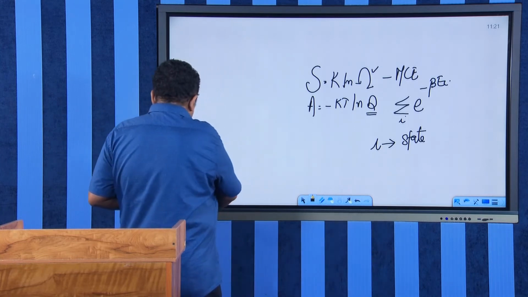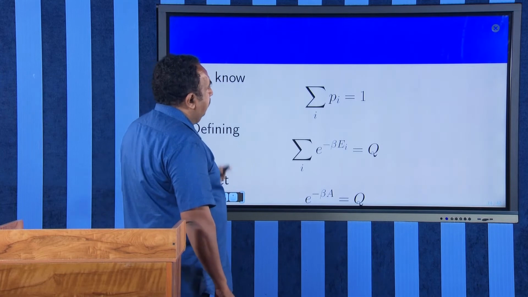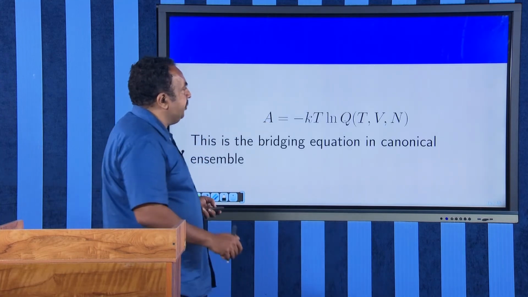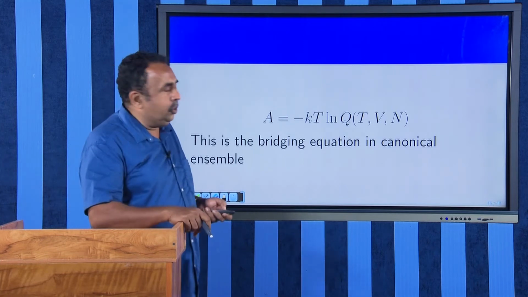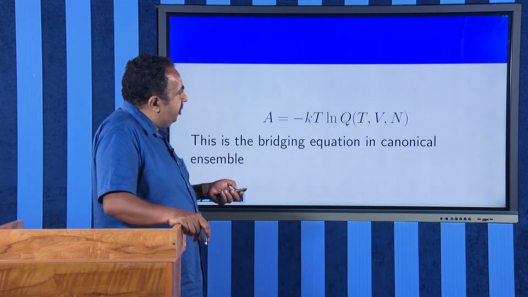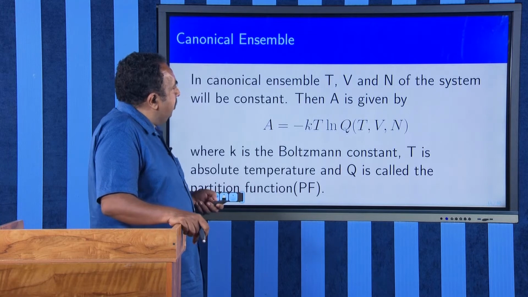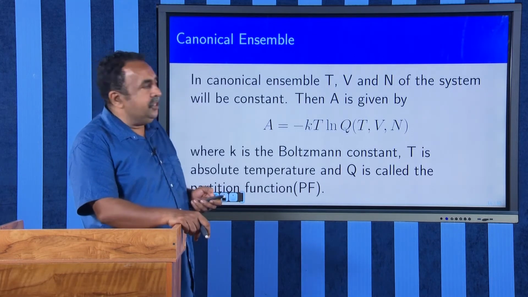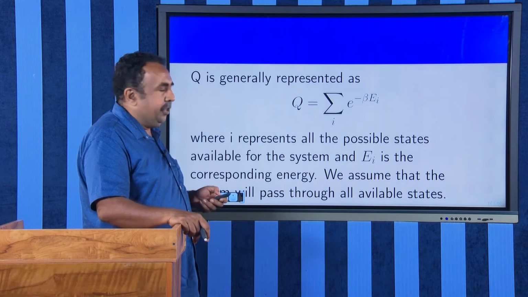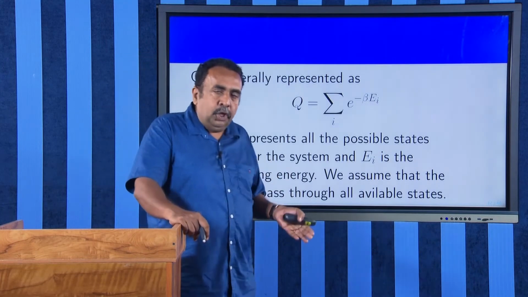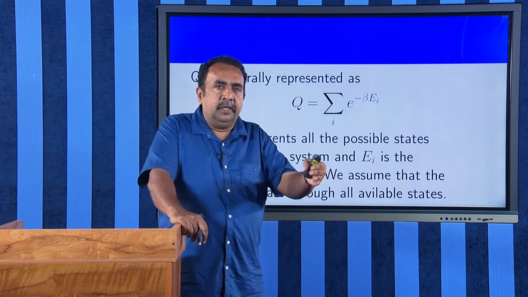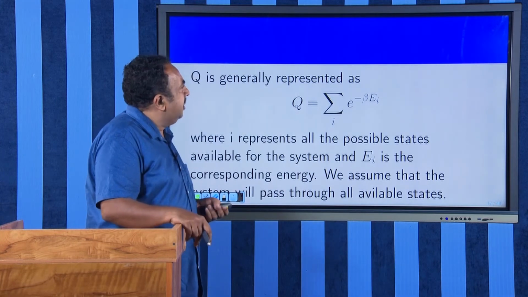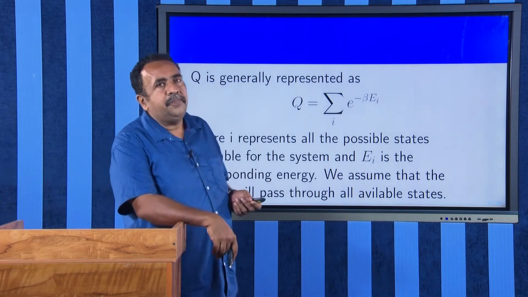canonical ensemble. Yes. Therefore, this is what we have done, and finally, we got this expression A is equal to minus kT log Q. Remember, this Q is a function of temperature, volume, and number of particles. And from this A, we have to find the whole thermodynamics. But that we will do a little bit later. First of all, let us understand what is this Q.